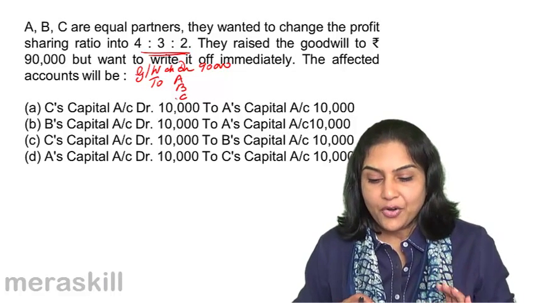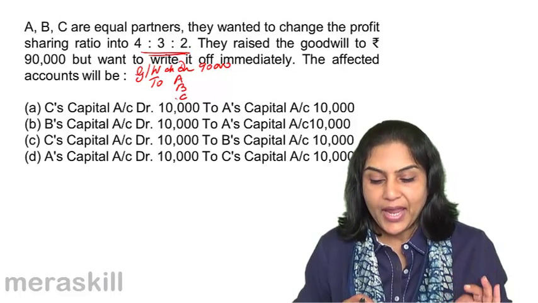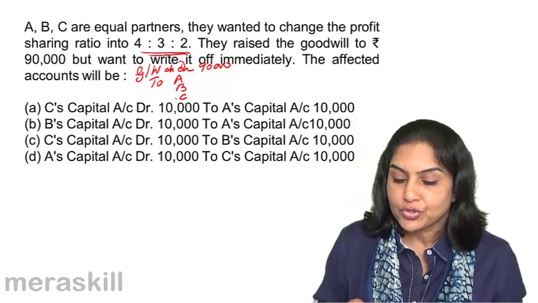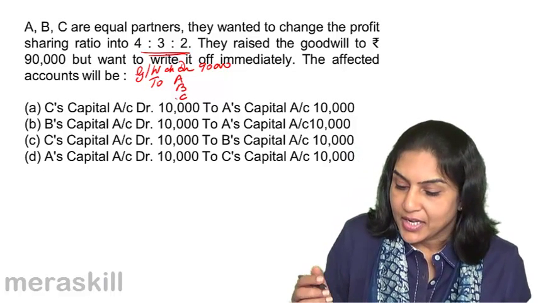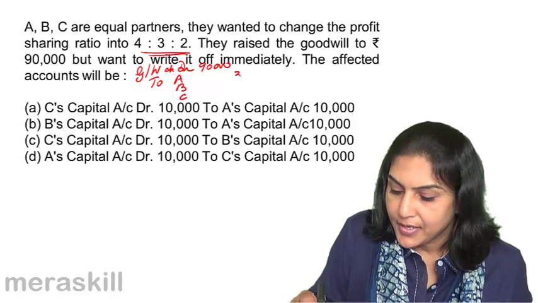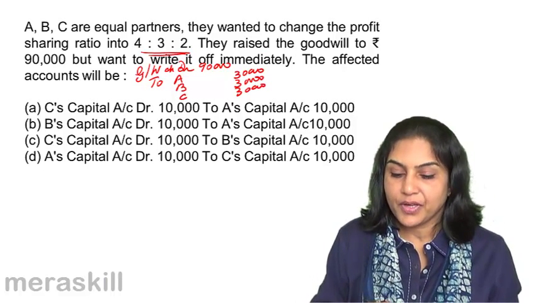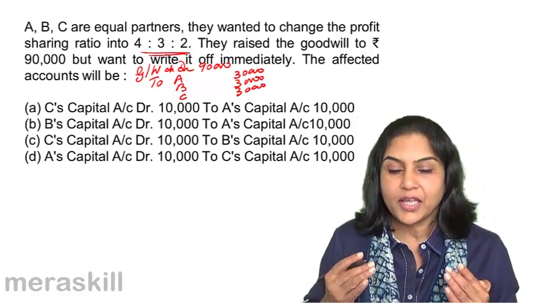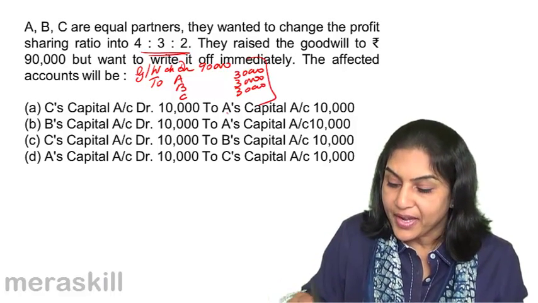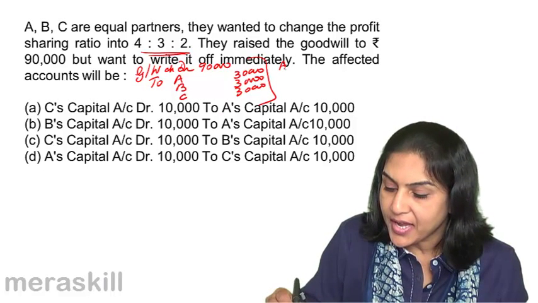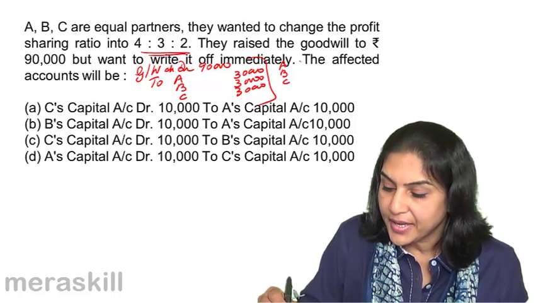Now goodwill account debit 90,000 to A, to B, to C in the old profit sharing ratio. What is old? They were equal partners. Equal, therefore equal partners. So 30,000, 30,000 and 30,000. So we raise goodwill in the old ratio and we write it off in the new ratio. That is A, B, C debit.